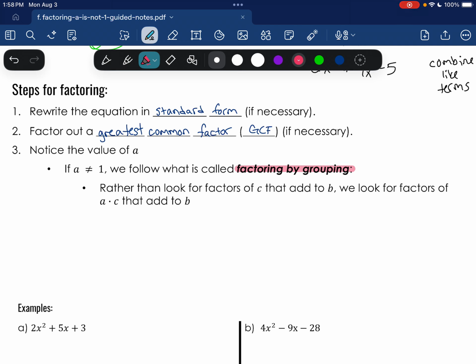And so what factoring by grouping does is, this is where we're splitting into 4 terms, after we've uncombined that like term in the middle, and then we're going to take out a bunch of GCFs. So how it goes is we are working backwards. Rather than looking for factors of C that add to B, we're looking for factors of A times C that add to B, because now we have this a little bit more complex situation going on with that leading coefficient. So we are working backwards. We are working backwards.